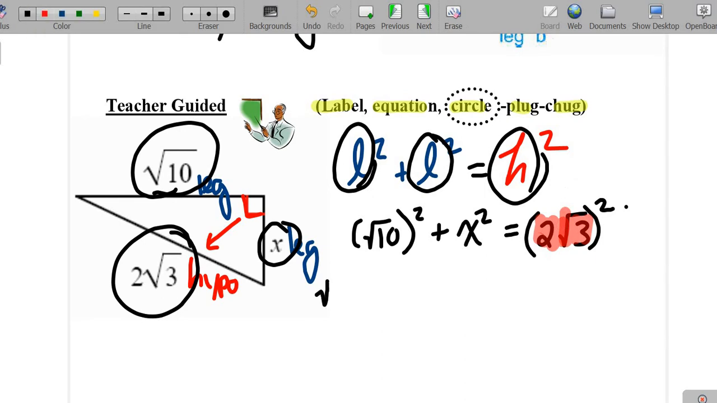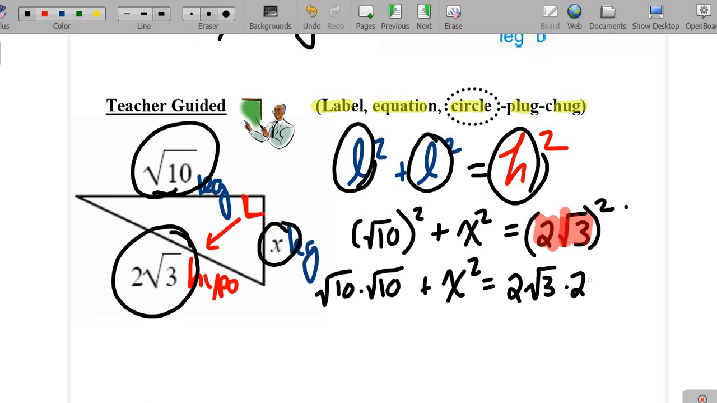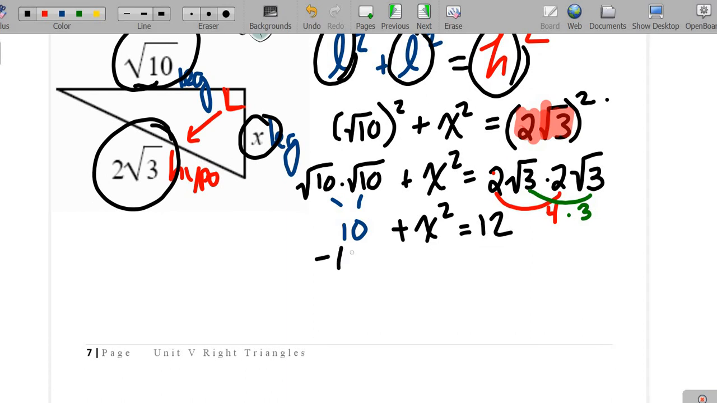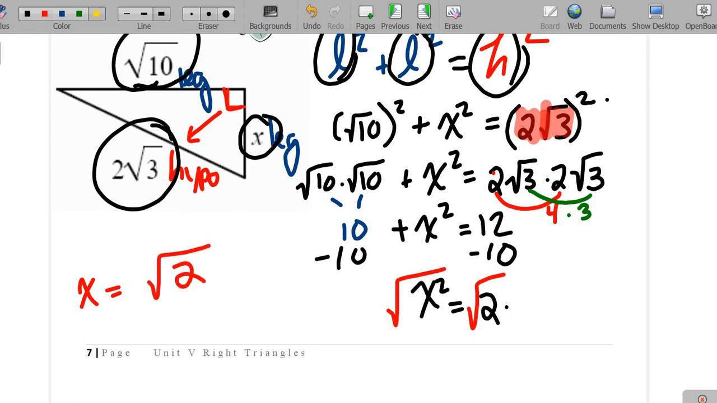Now, exponents, expand. Root 10 times root 10 is 10. Two root three, two times two is four. Root three times root three is three. So this becomes 12. The opposite of squaring is square rooting. So x equals root two. Now if you can factor, do so, but there's no factoring here. So the final answer here is simply root 2.